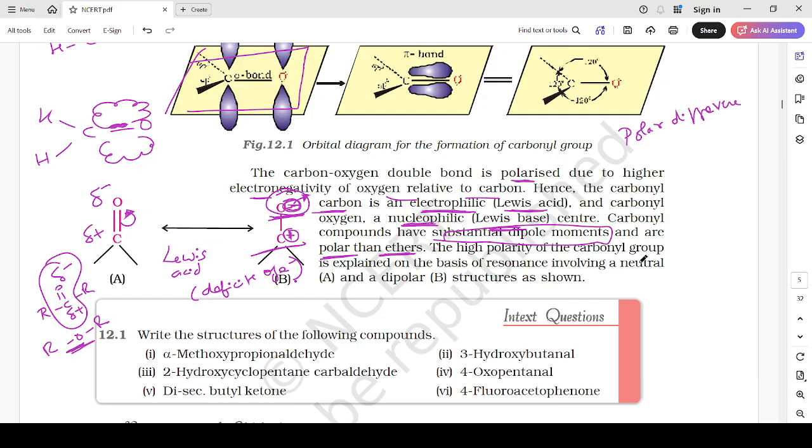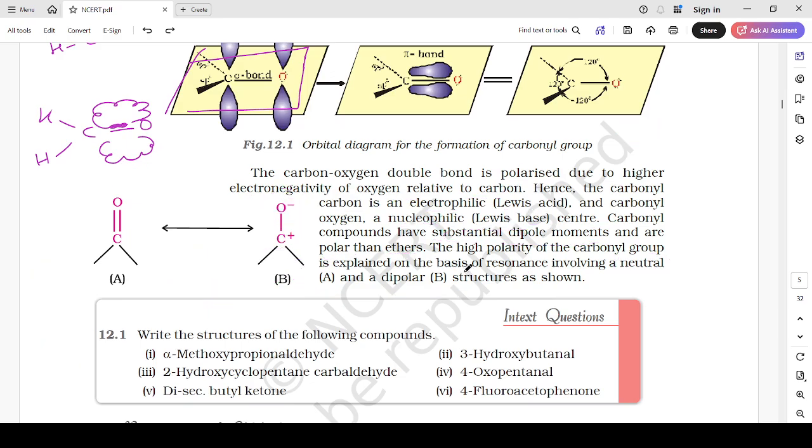The high polarity of the carbonyl group is explained on the basis of resonance, involving a neutral A and a dipolar B. What is neutral A? Look at this here. This molecule is neutral; it has got nothing here. But here it is dipolar. What is dipolar? It has two charges. Because of this resonance possibility, there is high polarity in the carbonyl group. Clear?